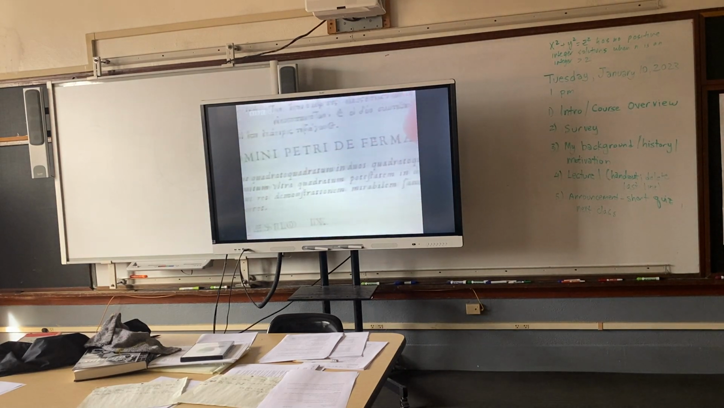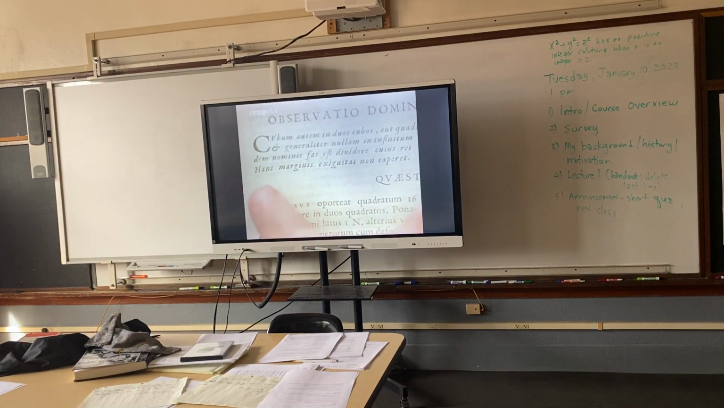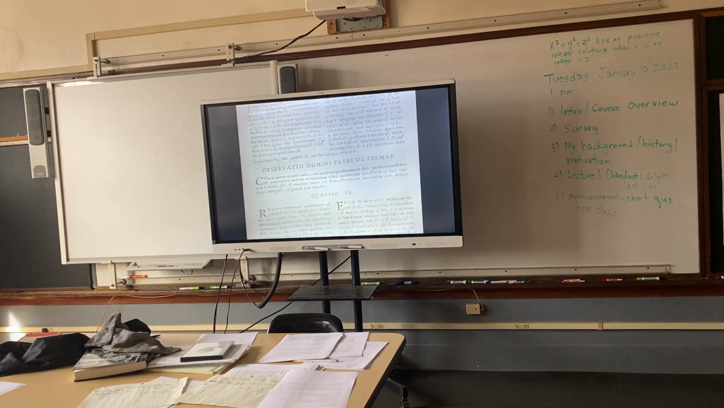Written in Latin, he says he has a truly wonderful proof, demonstrationem mirabilem, of this fact. And then the last words are, hanc marginis exiguitatis non caperet. This margin is too small to contain it. So Fermat said he had a proof, but he never said what it was.